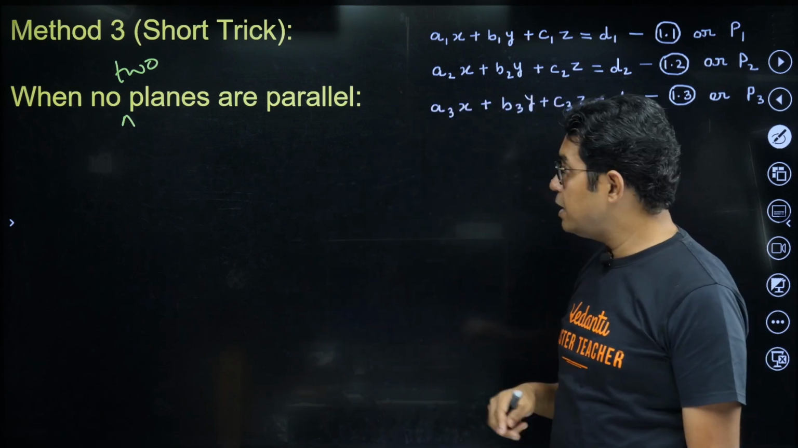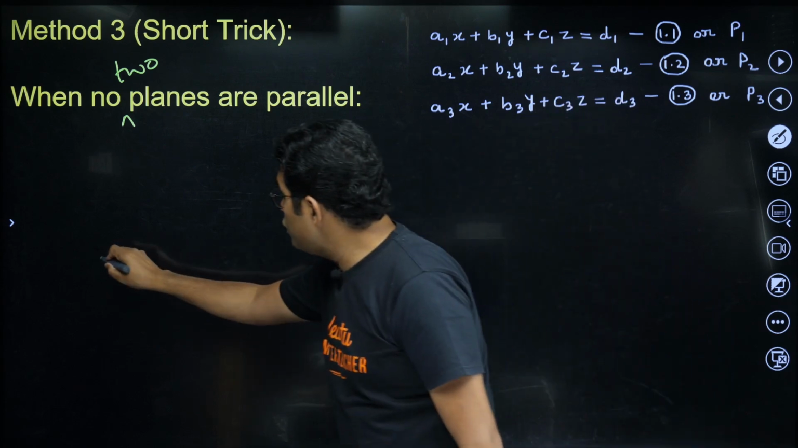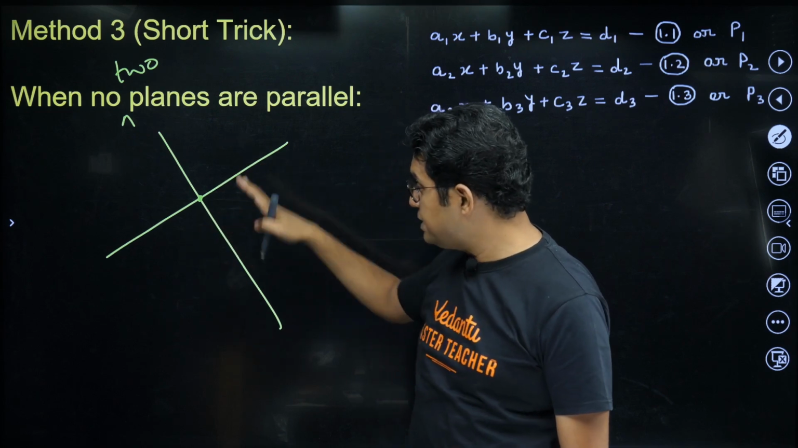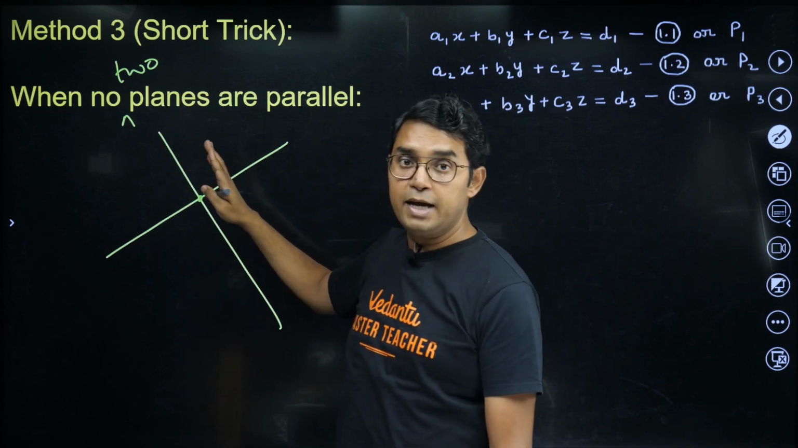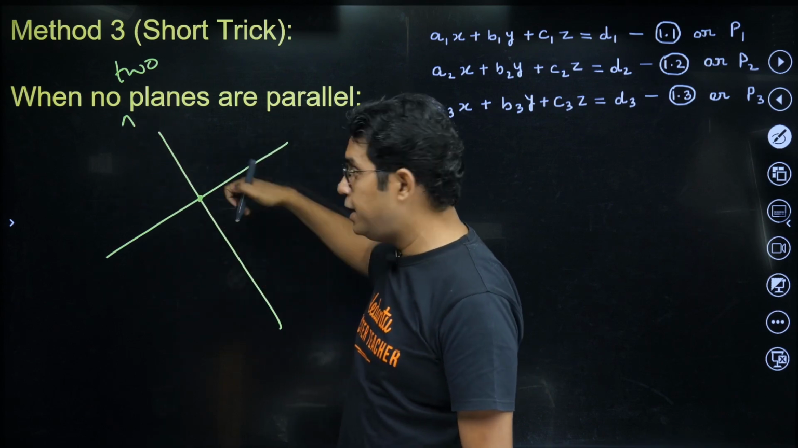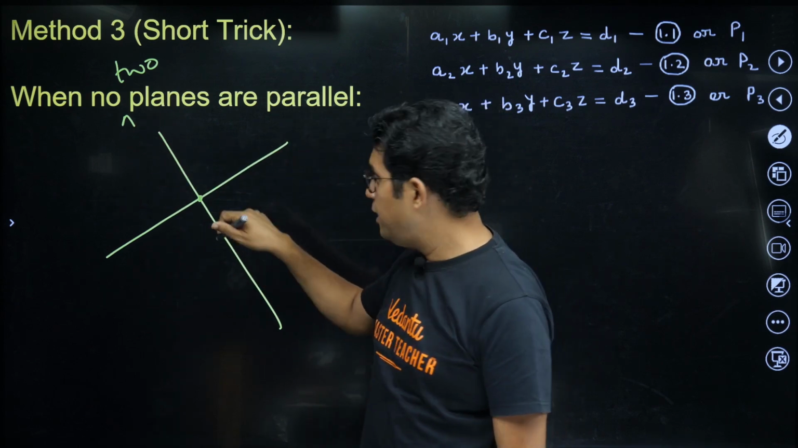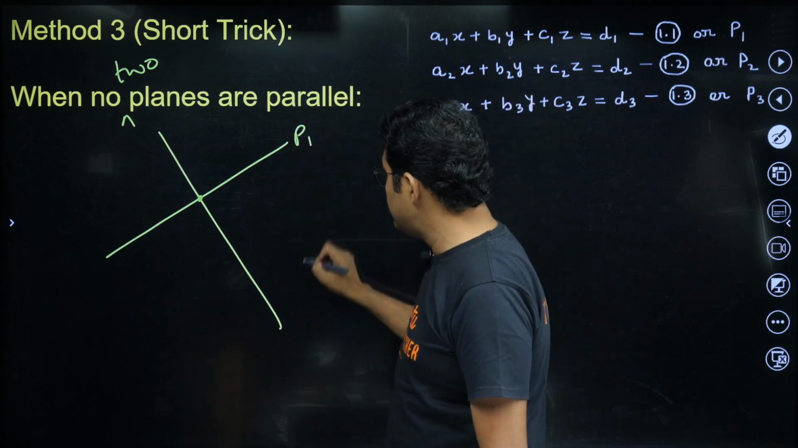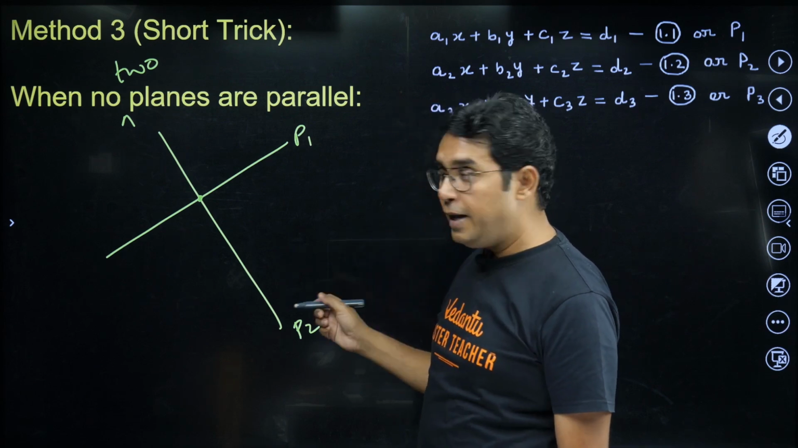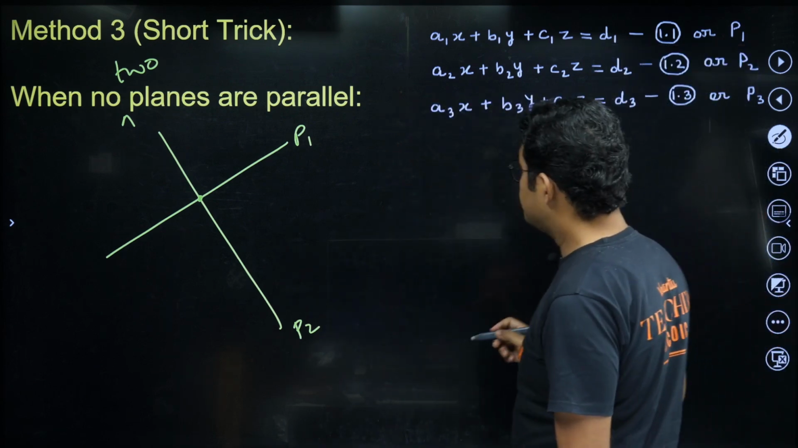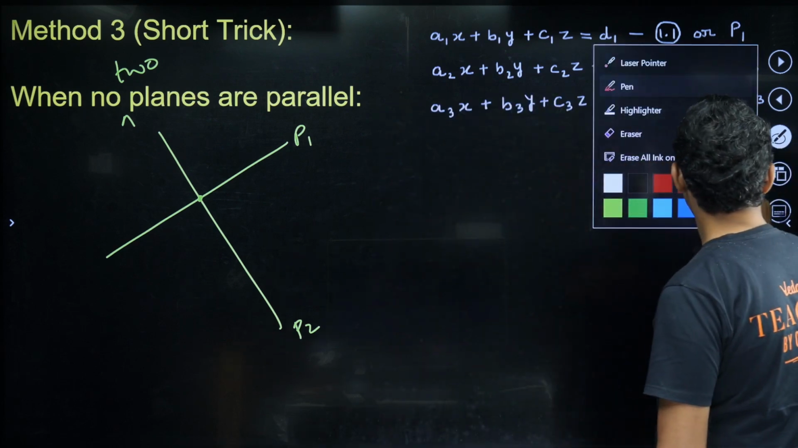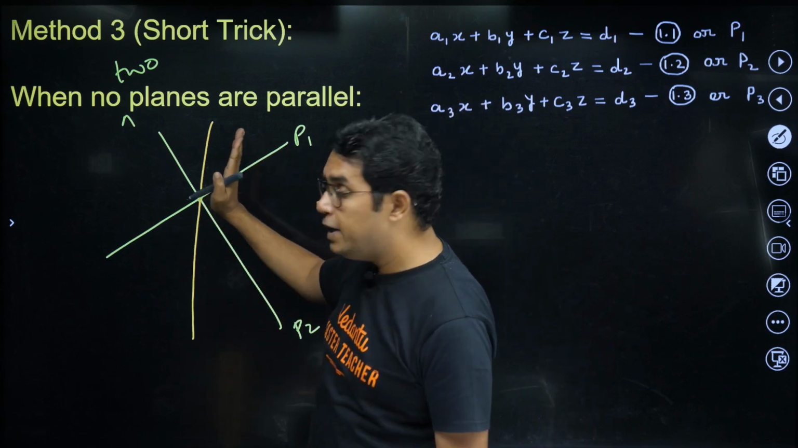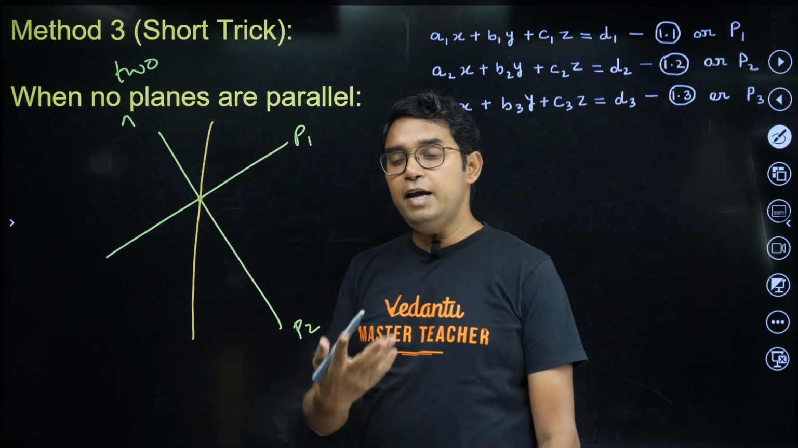When no two planes are parallel, as I talked about earlier, the two planes will be intersecting on a line. In this diagram, I have taken a cross section diagram of the planes. Planes are going into the plane of this screen, so this point is also actually a line that is going into the plane of the screen. Now suppose this is plane P1, this is plane P2. Then the third plane can have many situations. One situation can be that it is containing this line, and it is also perpendicular to this plane of screen. In that case, you will have infinite solutions.